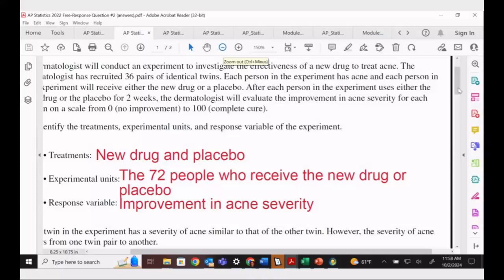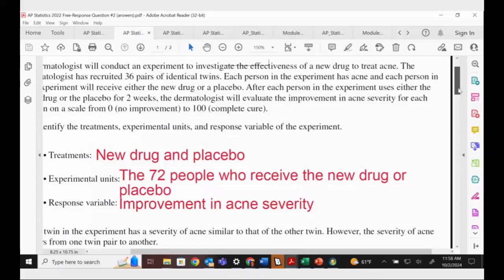All right, on to part B. For the dermatologist experiment, describe a statistical advantage of using a matched pairs design where twins are paired rather than using a completely randomized design. What would be a benefit of using the twins in a matched pairs design versus completely randomized? So we have something that we could reliably compare to? Yes.